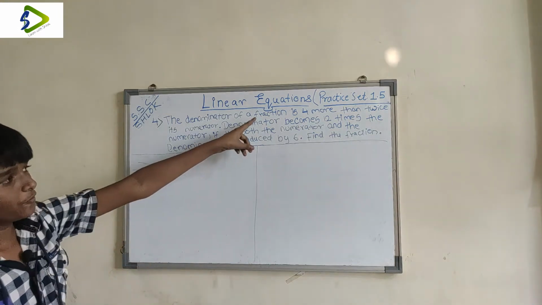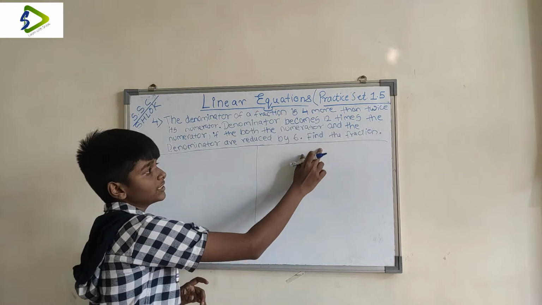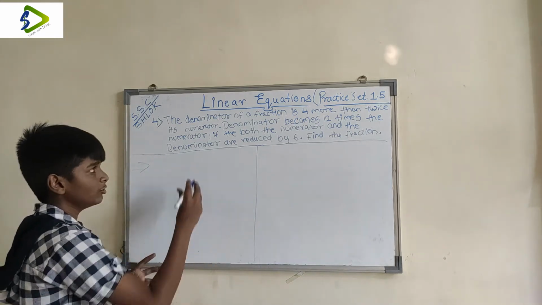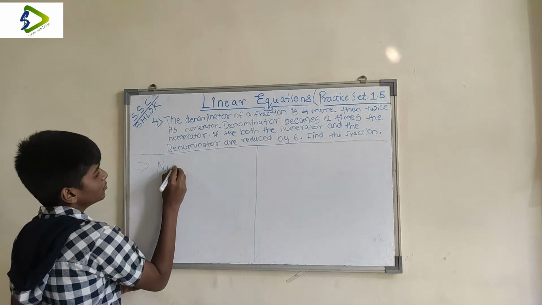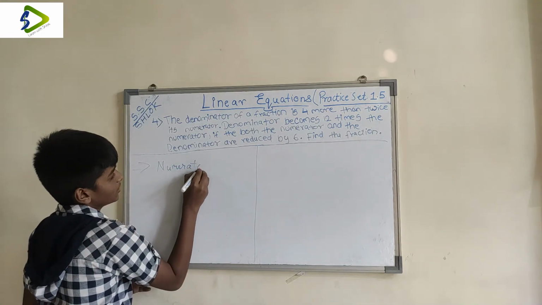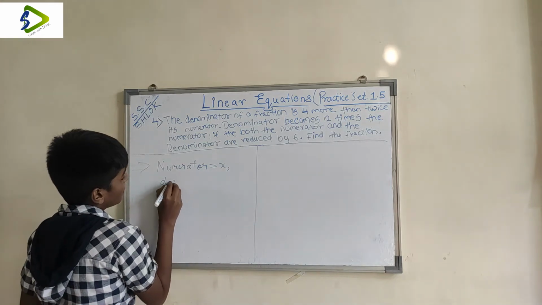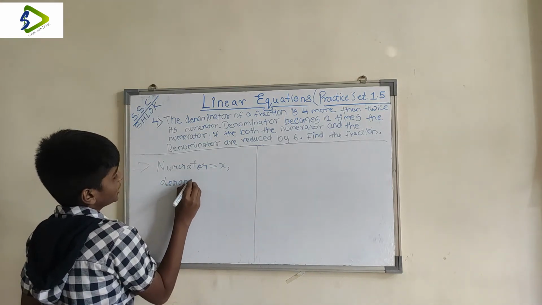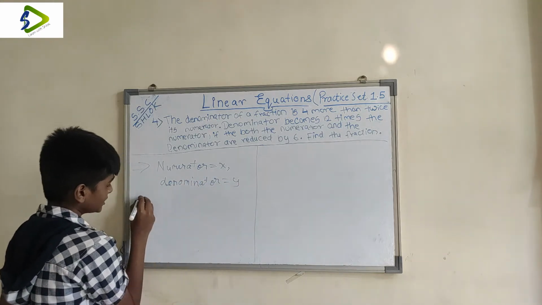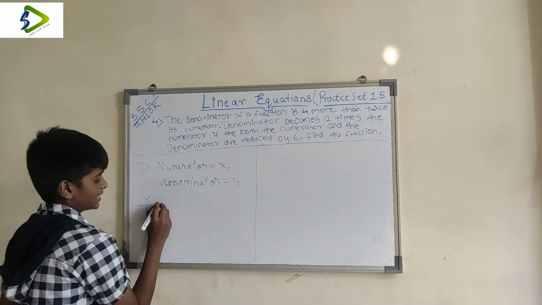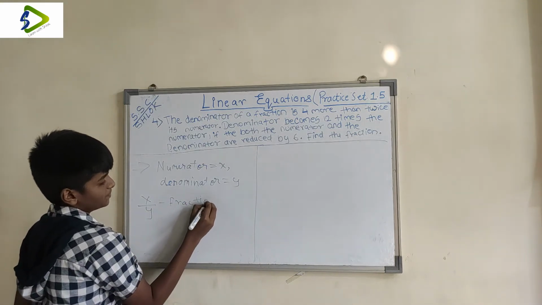So here they have given a fraction. That means we have a question that has a fraction, and the final line also means find the fraction. So we don't know what the numerator and the denominator are. So let's consider the numerator is equal to x and the denominator is equal to y. So the fraction we have to find is x by y.